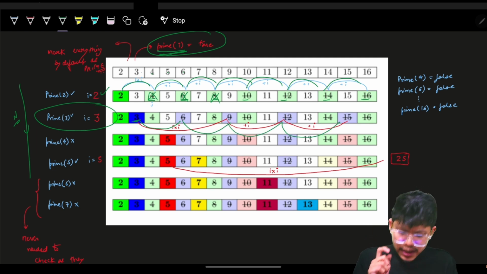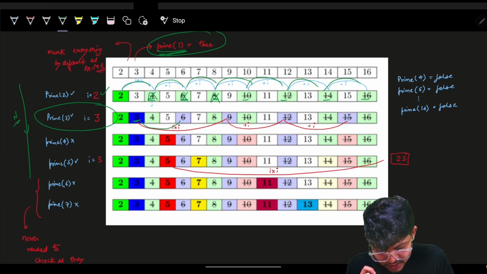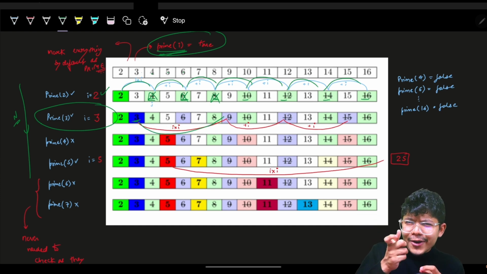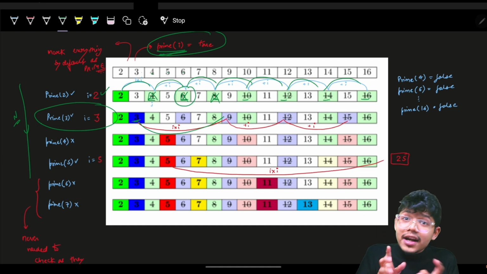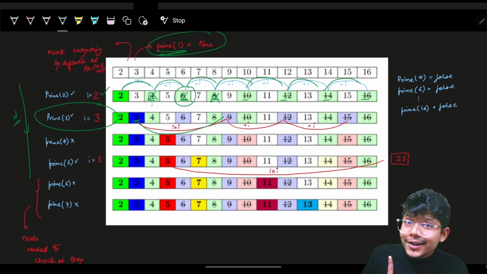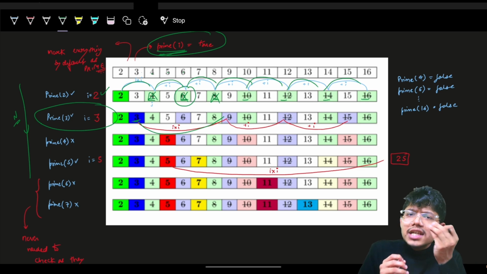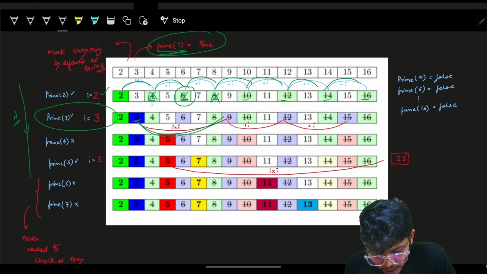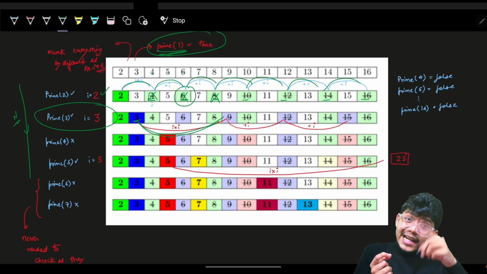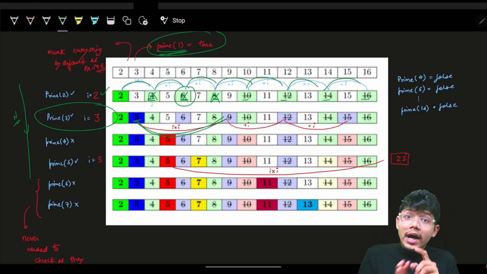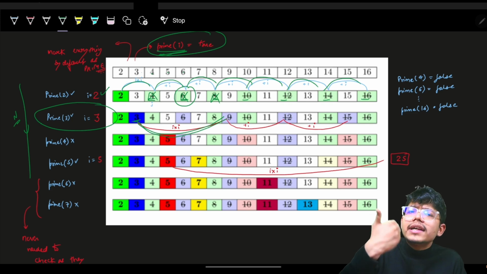But you saw one thing. I did not jump to 6. I jumped directly to 9 itself, because you saw 6 was already covered by my 2. Although you can jump to 6 and have a quick check, you can have a bit of improvisation: the first jump you can take directly to i square. I directly went on to i square, and then I kept on incrementing my i.